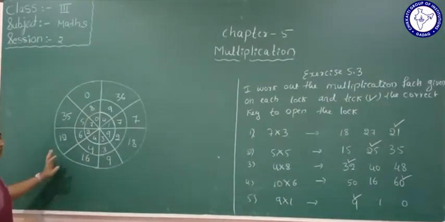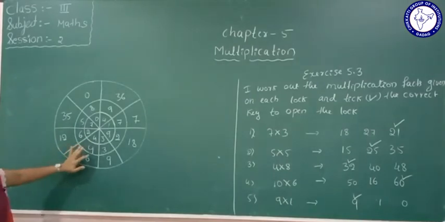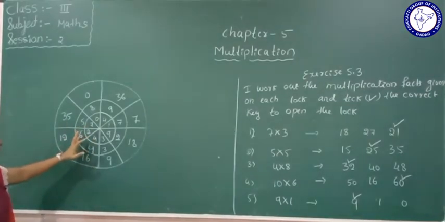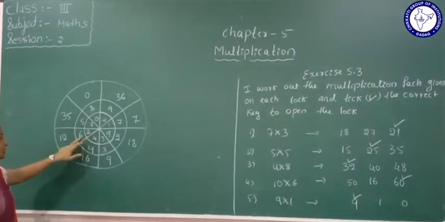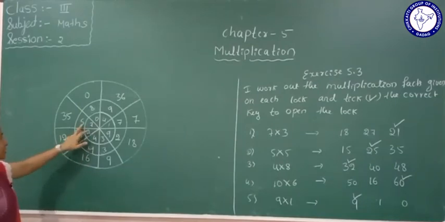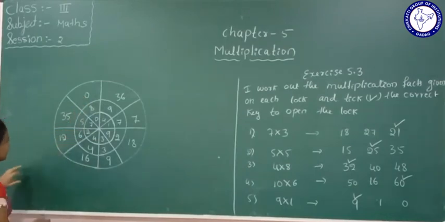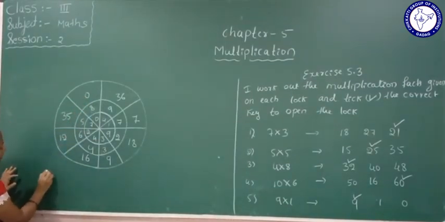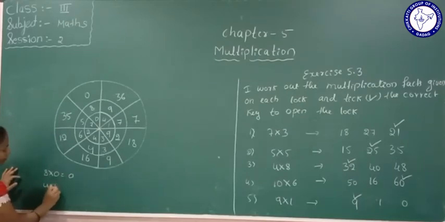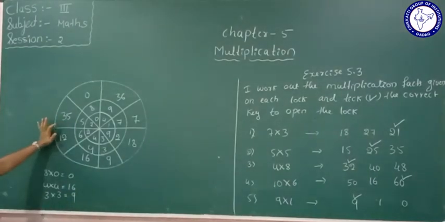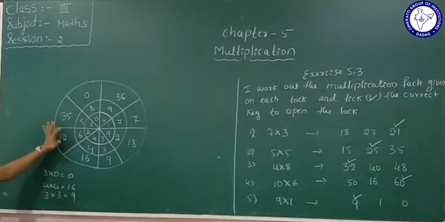Yes, we wrote here the product of the numbers. 6 2s are, 2 6s are 12. 5 7s are 35. 8 zeros are 0. Like here, see, 8 into 0 is equal to 0. Okay, 4 into 4 is equal to how much? 16. 3 into 3 is equal to how much here? 9. Like this we write here the product of these numbers.